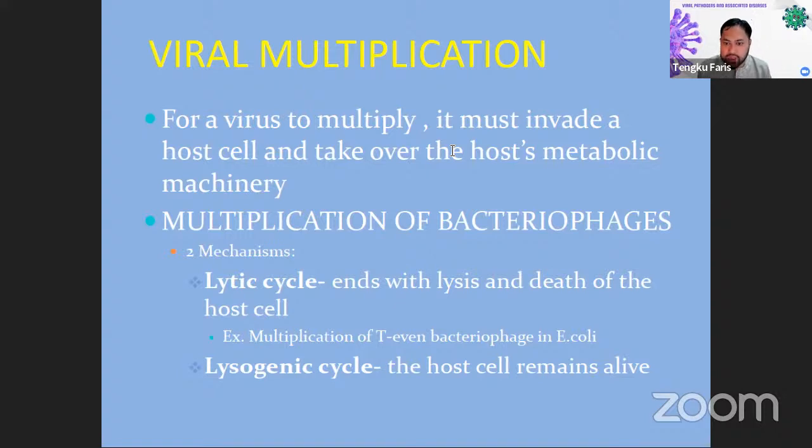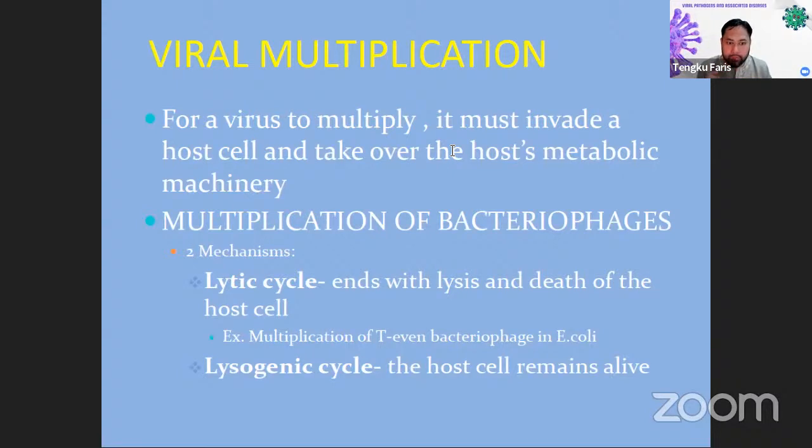So multiplication of the bacteriophage can be classified into two main mechanisms. This is extremely important. If we talk about the viruses, how do they multiply? Just these two main cycles are involved. Okay, these are only two main mechanisms that the virus can survive.